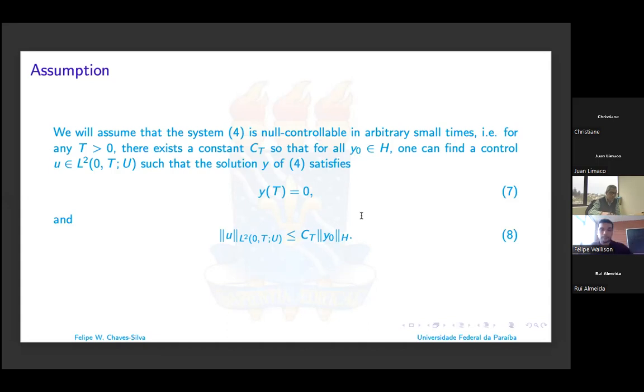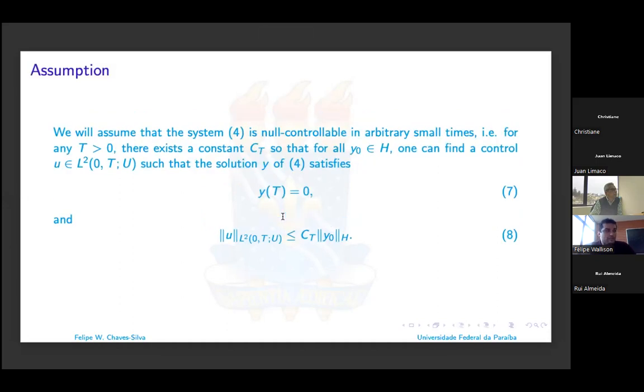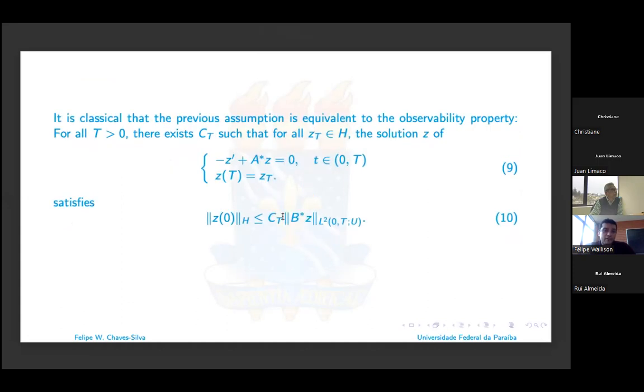Okay, so this is the assumption that we have: you must know how to control your system with a full set of controls. Of course, in a continuous manner. Okay? Then, of course, this assumption, which is the assumption of null controllability, is equivalent to an observability property, which means briefly that you can recover the whole solution at time zero of the adjoint system through observations of the solution Z by means of the observation operator B star.